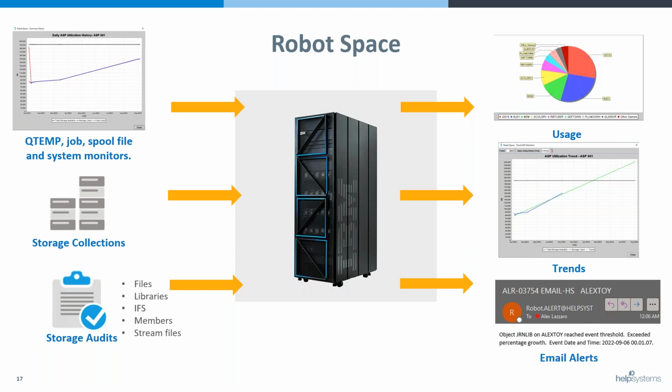Robot Space's job is to sit in the background collecting statistics on what we call storage collections over time at the object level, and it also assists you in finding what is wasting space. It monitors the ASP usage, the job-level temporary storage, QTEMP, and the spool file storage. It can produce email alerts using Robot Alert, and these alerts can be sent to the recipients that you choose before you actually end up having a problem, for example, an object that's growing over a threshold. It also provides graphical and report-based trending of statistics, and it can fix problems automatically, helping you to quickly find out why the usage spike happened. To do that, you need to use the storage audits.